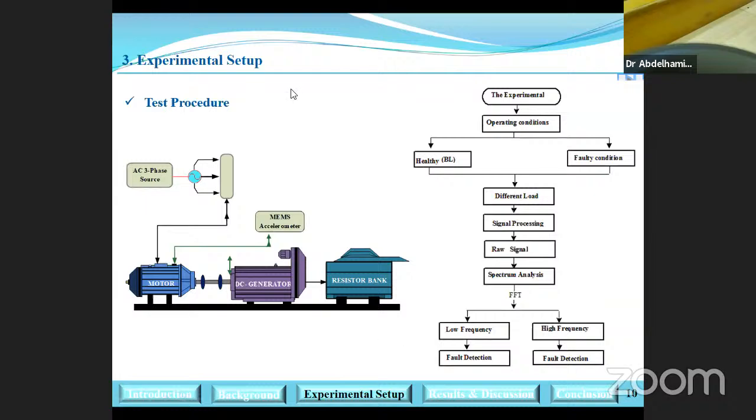Data processing, and finally, the decision making. First, in data acquisition, we take the readings in two cases, a healthy case and an unhealthy case, the imbalance case, and all cases are taken in different loads. The signal processing is done completely in the frequency domain because the vibration signal in the time domain is very complicated.